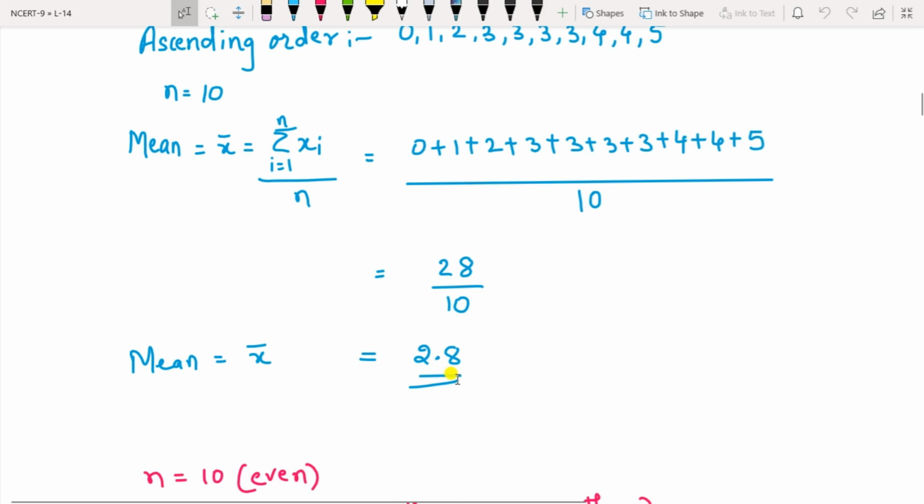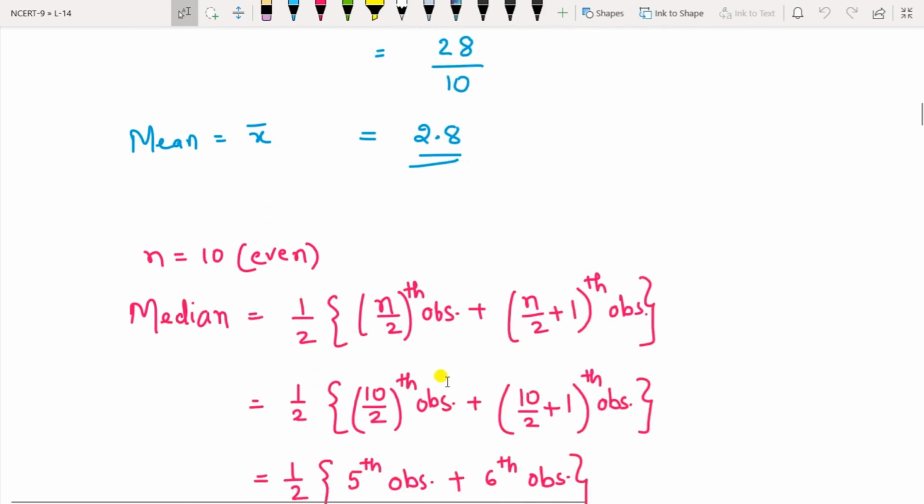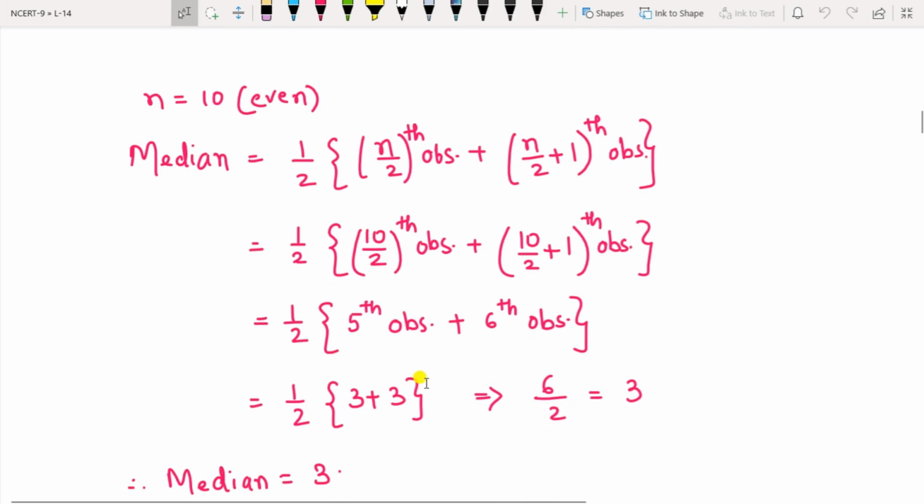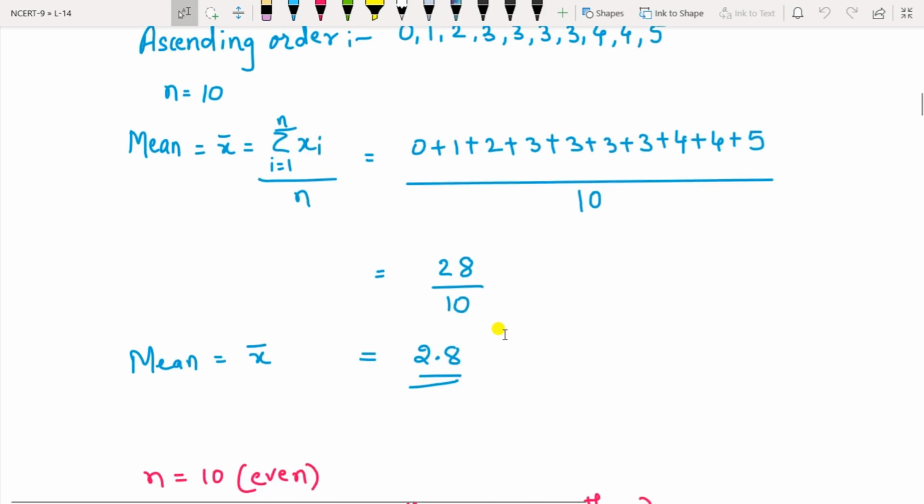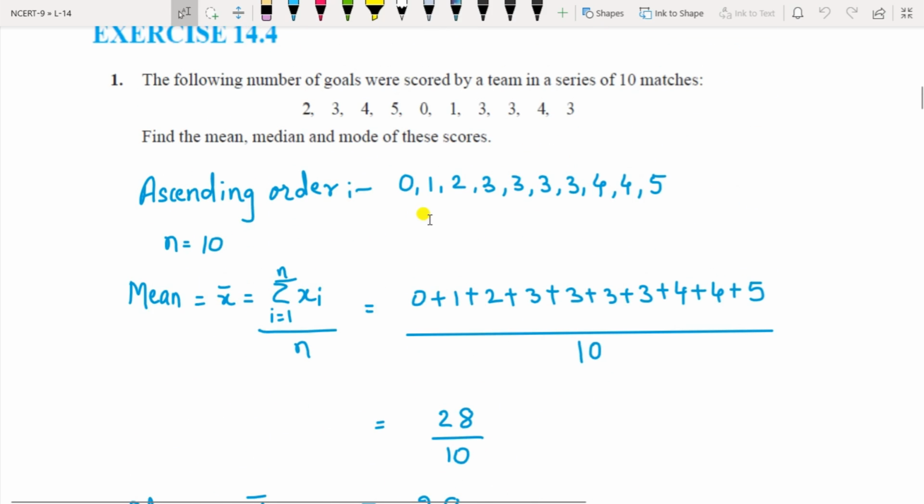Now to find the median, we have to see whether n is even or odd. Here n equal to 10, so it is even. So use the formula for even: 1 by 2 of the n by 2th observation plus the n by 2 plus 1th observation. That is 10 by 2 and 10 by 2 plus 1, the 5th and 6th observation. Now see the observations you have arranged in ascending order.